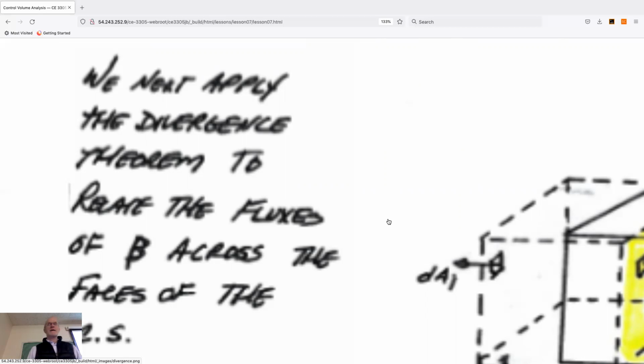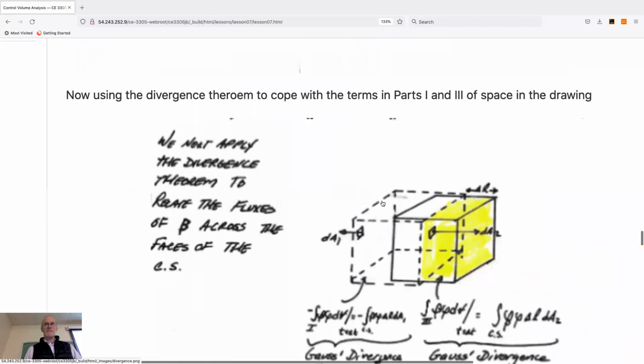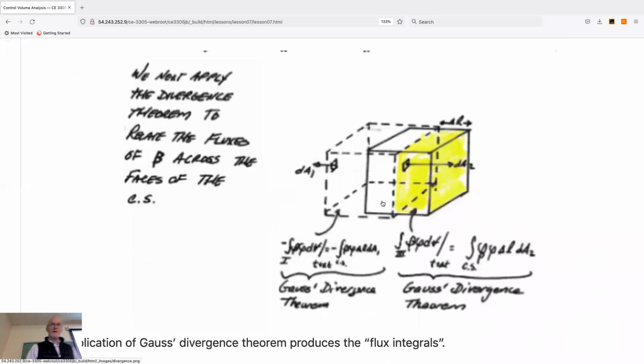But it's the theorem attributed to Mr. Gauss, which allows you to convert volume integrals into line integrals and line integrals into ordinary integrals. So you've seen this before. It may not have been explicitly called that, but in fluids, we're invoking the divergence theorem.